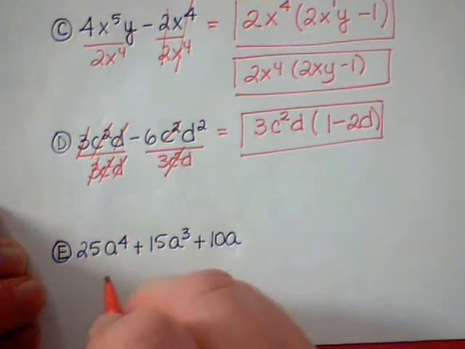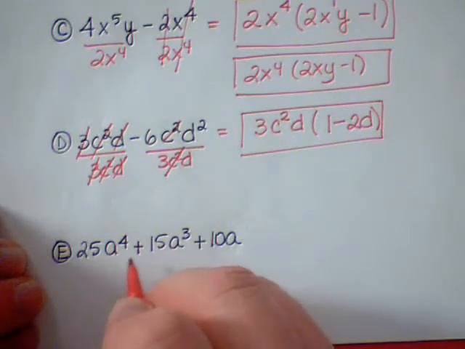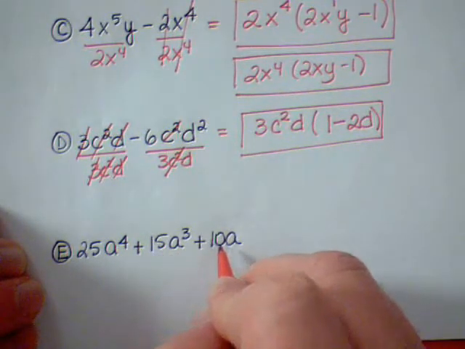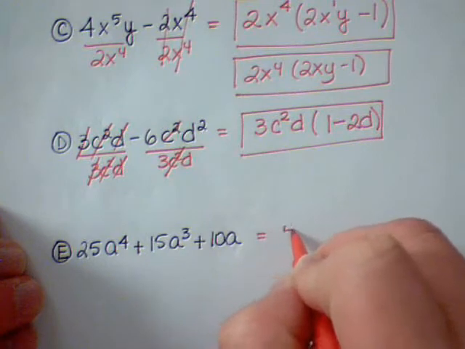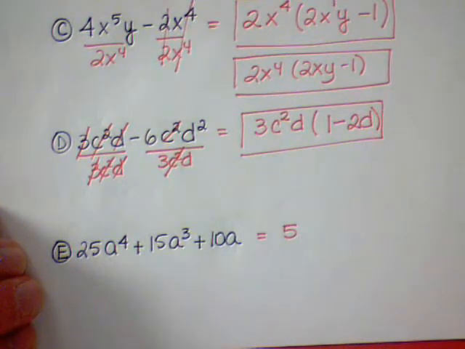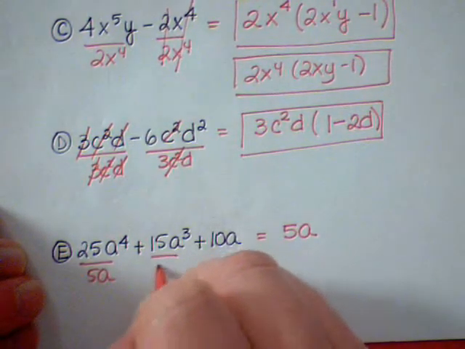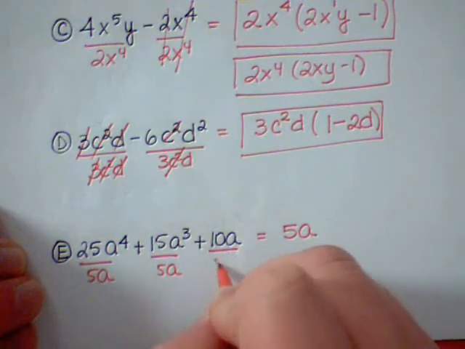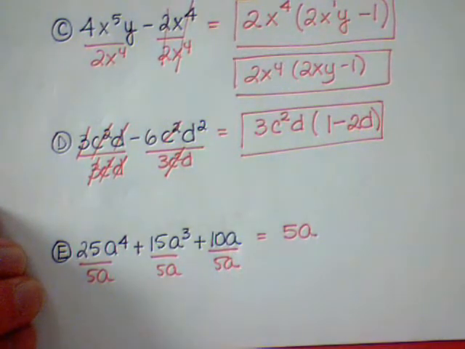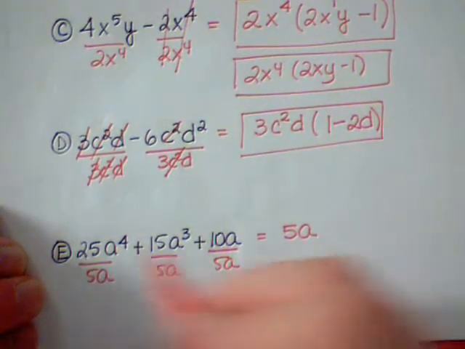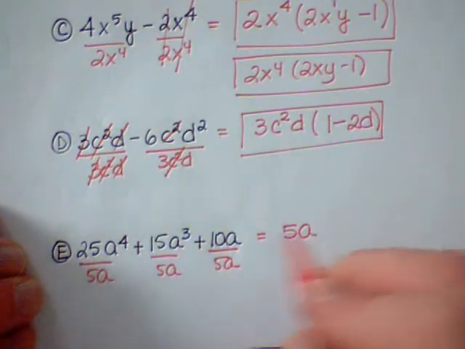Letter E. What number goes into 25, 15, and 10? The answer would be 5. Can I factor out a letter? You bet. I can factor out an 8. So that's what I'm going to write underneath each one of these terms. Again, you don't have to write it, but I find that it helps students to do the division correctly.